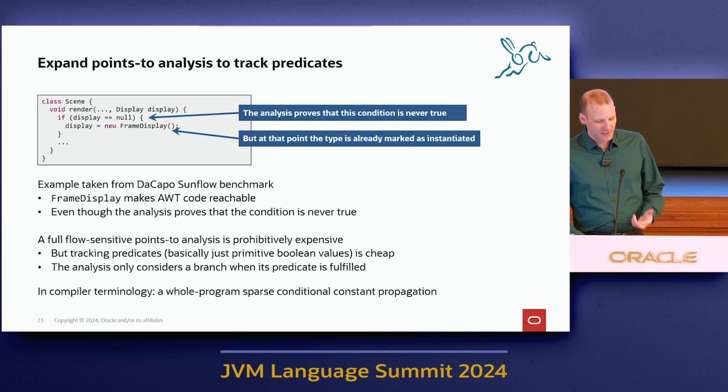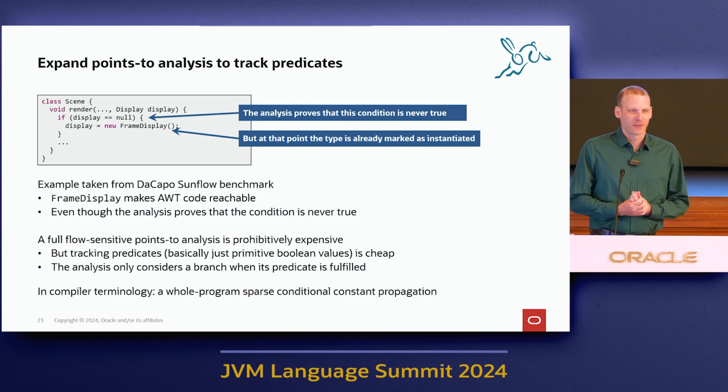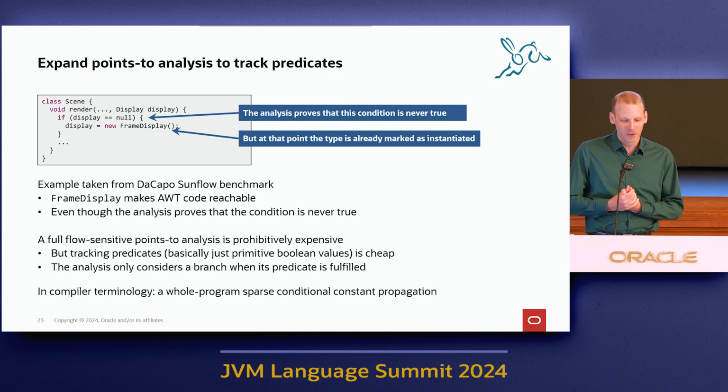So what we have now, when you translate that from static analysis terminology to compiler terminology, is a complete application-global sparse conditional constant propagation, where conditions are only looked at when their predicates and their conditions are really fulfillable.